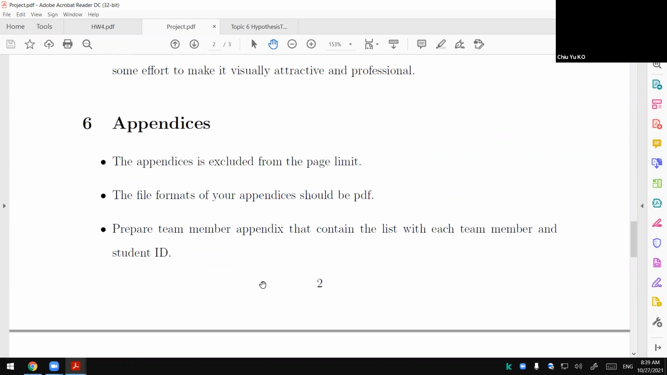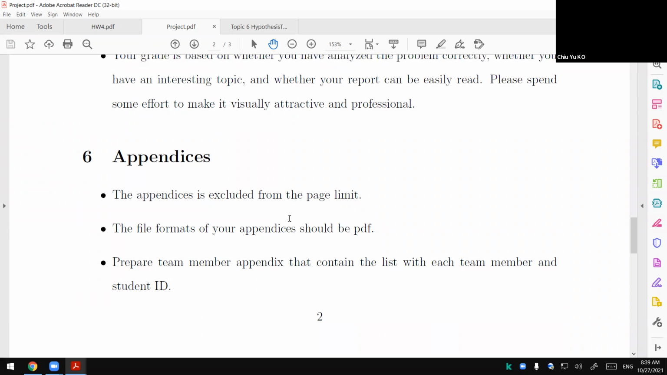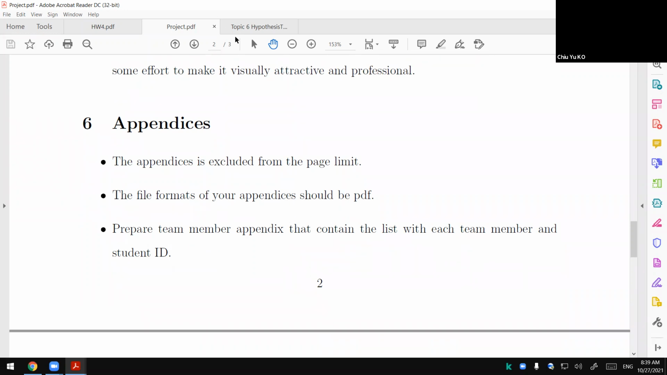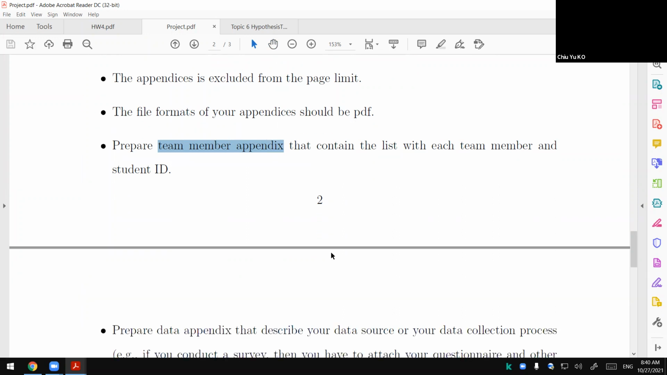And you would have several appendices. Although you just submit one page, you need to support your report. So first you should have a team member appendix, because probably in the paper of only one page you don't have the place to write who you are. So you probably have an appendix to list who you are, your IDs, or any comment you want to make, or anyone you want to thank, whatever.